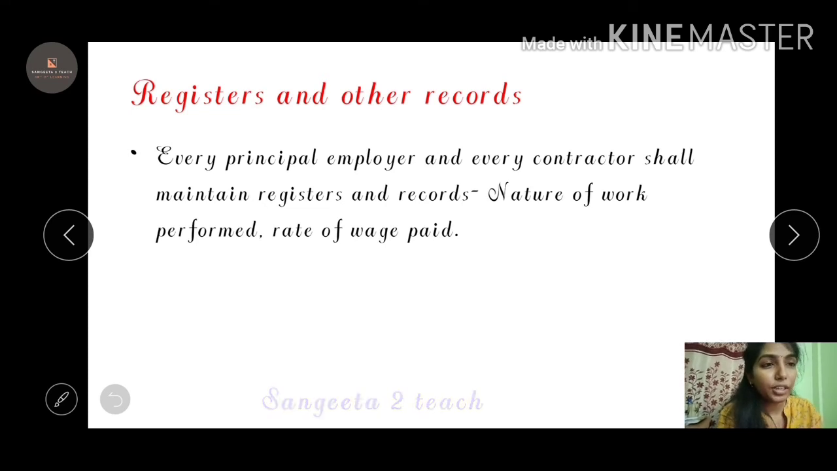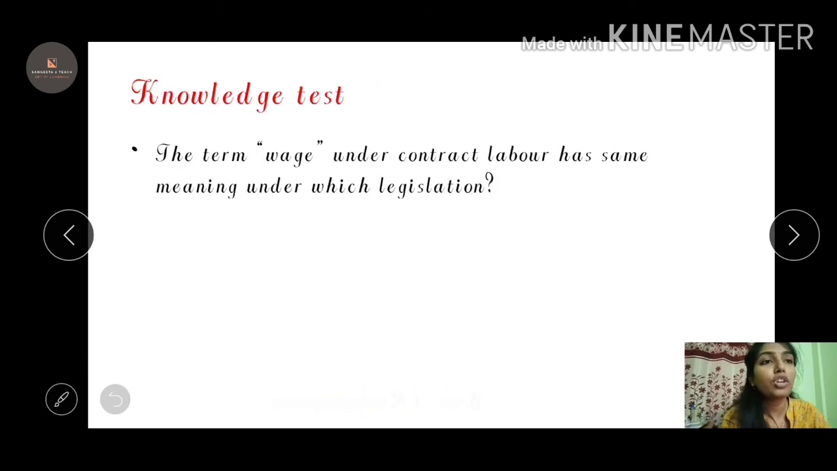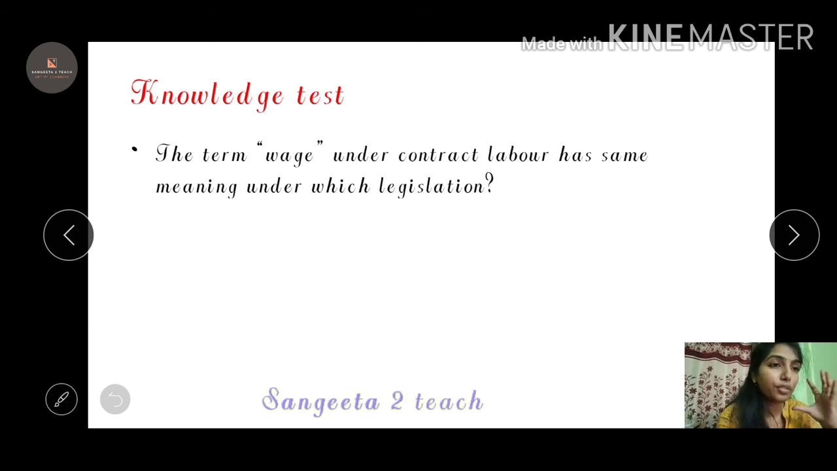Coming to the registers, they have to be maintained by the principal employer and the contractor. And we talked about the knowledge test. I hope you understood. If not, please revise it again, make your own notes, so that you become more and more aware of this. And it will be easy when you read other laws. If you read all the laws at a time, it will create a big confusion in yourself. So I suggest that you read this, revise it twice or thrice, write it on your own, whatever points you understood, and things will become easier and you become perfect in labor law.